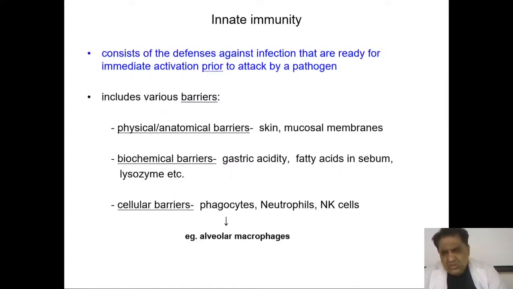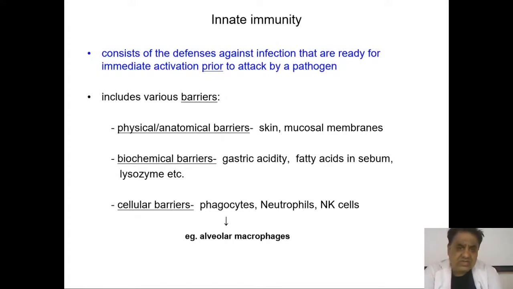Now, a little bit about innate immunity. Innate immunity is defenses against infection that are ready for immediate activation prior to the attack by the pathogen. So they are there in the body. And these are not just cellular ones. These are general barriers, like physical anatomical barriers. The skin is a part of the innate immune system.